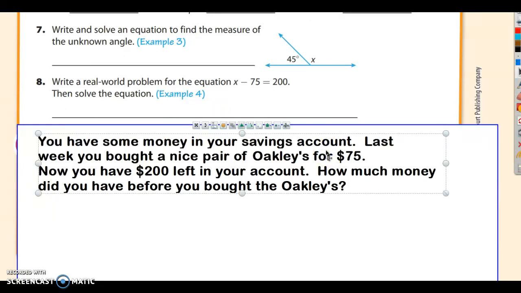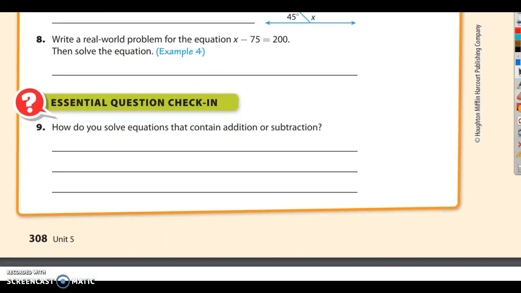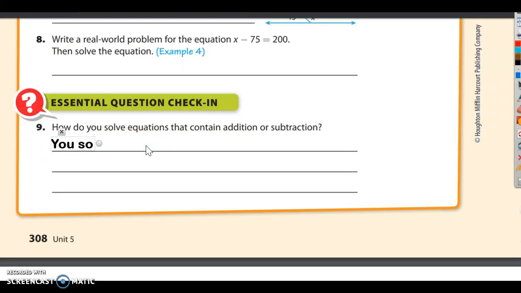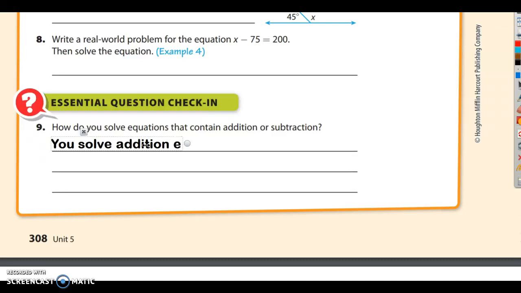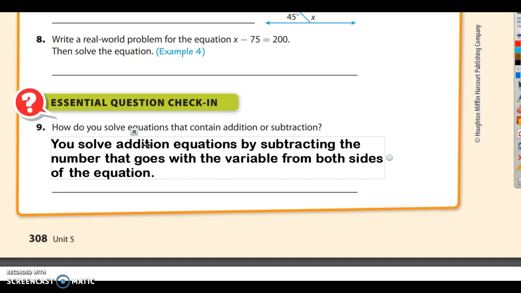Let us go ahead and check the bottom question, then we'll be done. How do you solve equations that contain addition and subtraction? We've written this once before. You solve addition equations by subtracting the number that goes with the variable from both sides of the equation. And you solve the subtraction problems by adding.